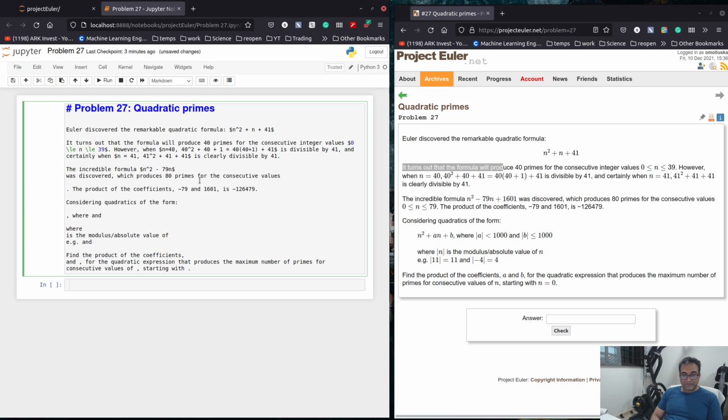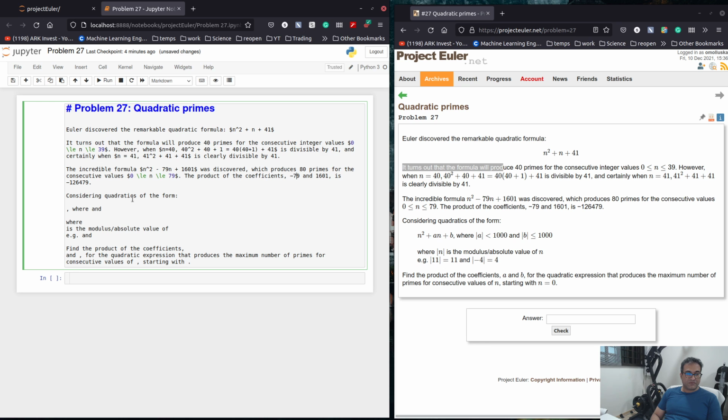minus 79n plus 1601. That formula was discovered, which produces 80 primes for the consecutive values, and then we have to put in the formula. It's equal to 0 less than or equal to n less than or equal to 79. Okay, it should be less than or equal to, like that. The product of the coefficients. Okay, so there is a full stop over here, or period. By coefficients you mean negative 79, that's one coefficient, and 1601, that's the other coefficient.